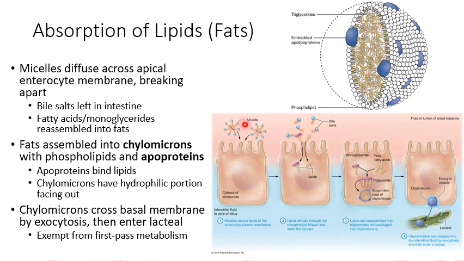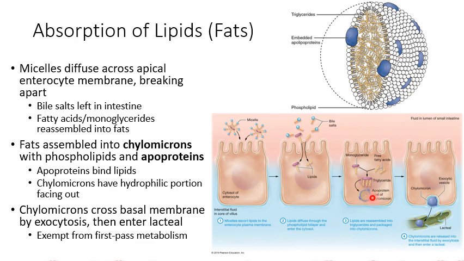And this diagram is just showing that process where you start with micelles that are filled with free fatty acids and monoglycerides. Those are going to diffuse across the cell membrane, but the bile salts cannot diffuse across the membrane, so those get left behind, and just the free fatty acids and monoglycerides end up completely diffusing into the enterocytes. Then inside the enterocytes, the cell is going to have enzymes that stick some of these free fatty acids back onto the monoglyceride, creating a triglyceride or a fat. Then those fats are going to be packaged into chylomicrons with phospholipids and apoproteins.